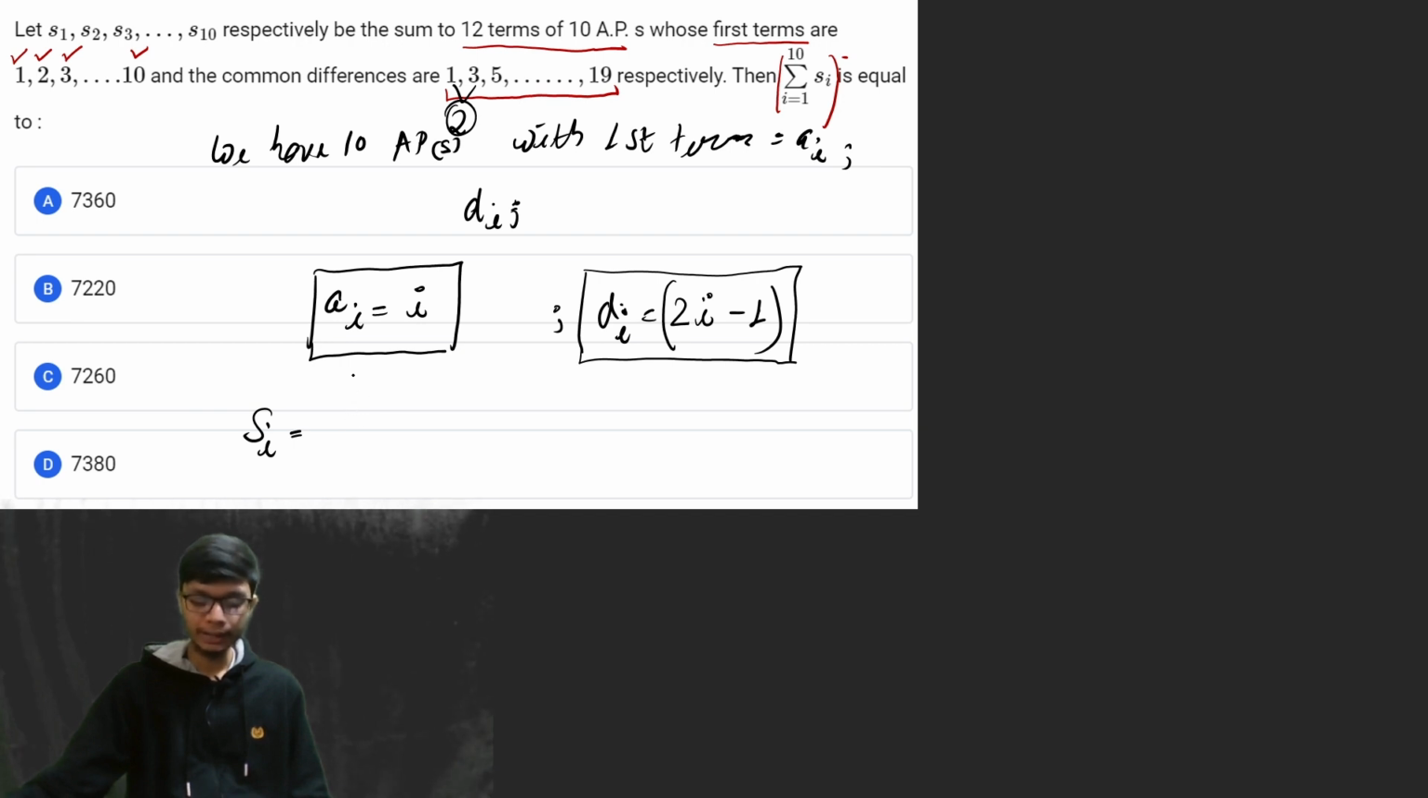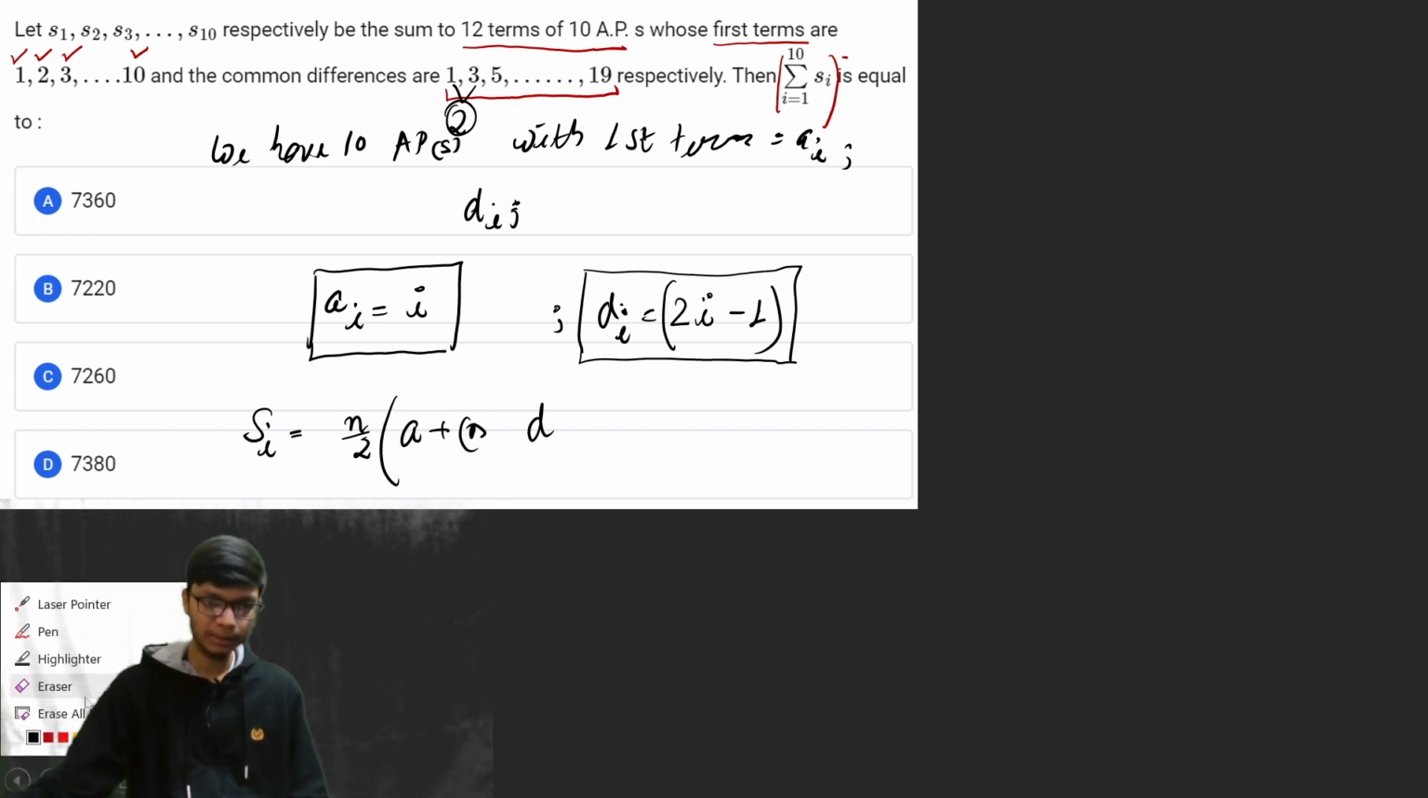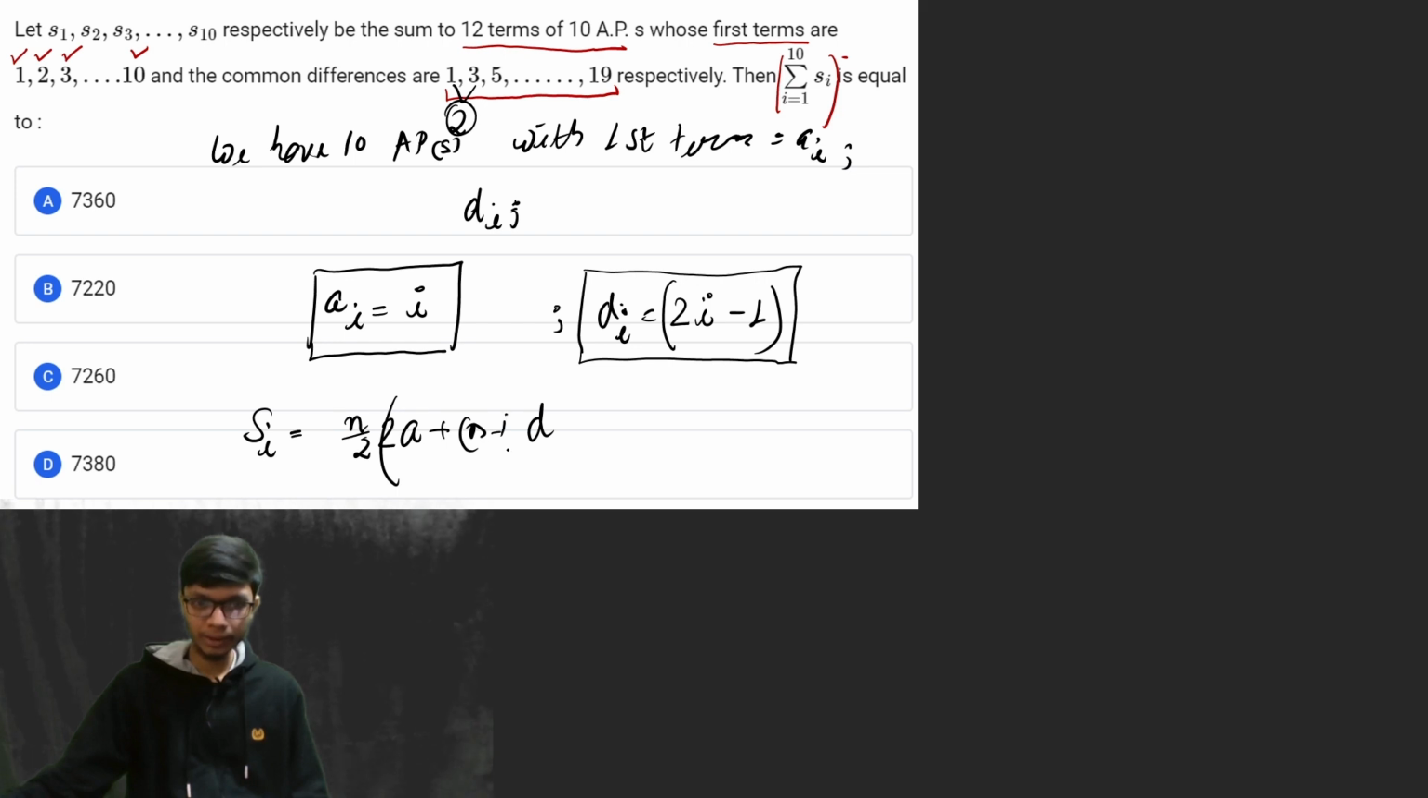If you have studied the formula for the sum of the AP, that is equal to n by 2 multiplied with the sum of the first term and the last term. Very sorry, so that is equal to n by 2 times 2 times a plus n minus 1 into d. So that will be the sum of the ith AP.